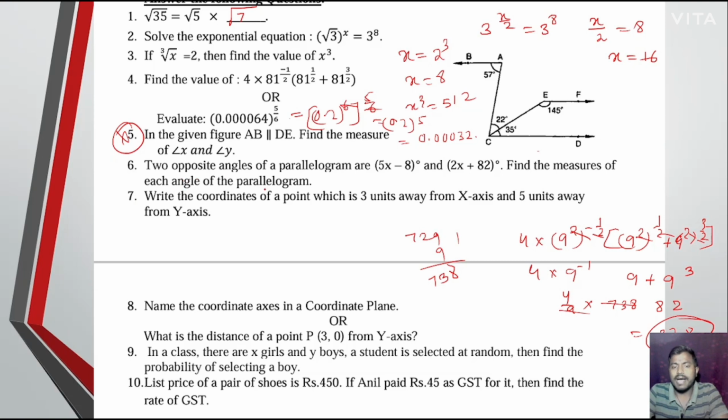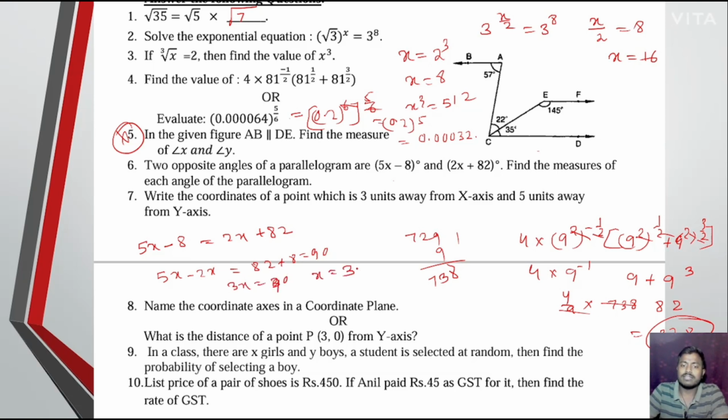Two opposite angles of a parallelogram are given. Find the measure of each angle. We know that two opposite angles of a parallelogram are equal. So we can write 5x minus 8 is equal to 2x plus 82. So 5x minus 2x is equal to 82 plus 8, that is 90. So 3x equal to 90. So x equal to 30.